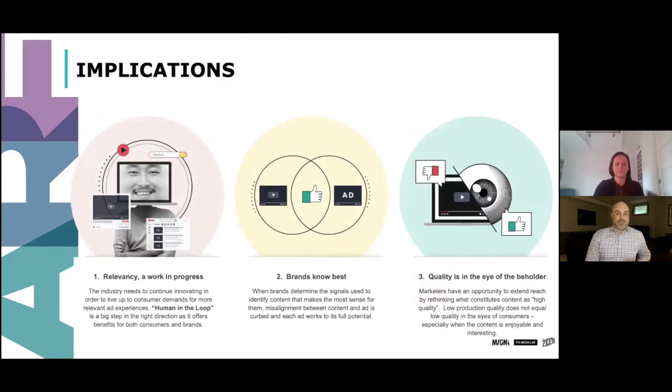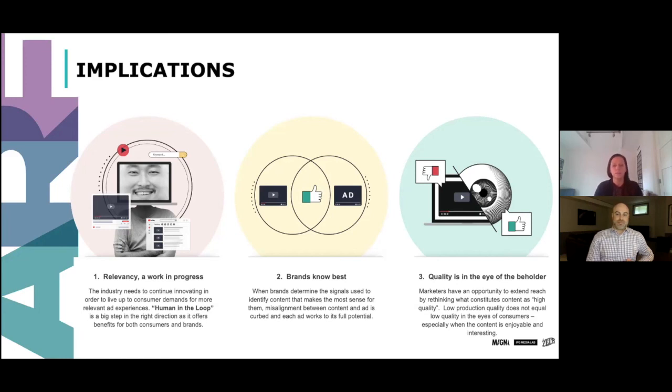Great, thank you, Rob. So to sum it up, we know that in order to meet consumer expectations and also be more effective with our advertising, the industry really needs to continue to listen to consumers and work harder to build solutions that deliver on relevance. And we believe that machine learning is a big step in the right direction. Secondly, we know that relevance requires a lot of nuance, and I think making sure that we are building solutions that take brand input into consideration is really key. And then finally, we do have the opportunity to rethink what we consider high and low quality content, knowing that, again, quality really is in the eye of the beholder.